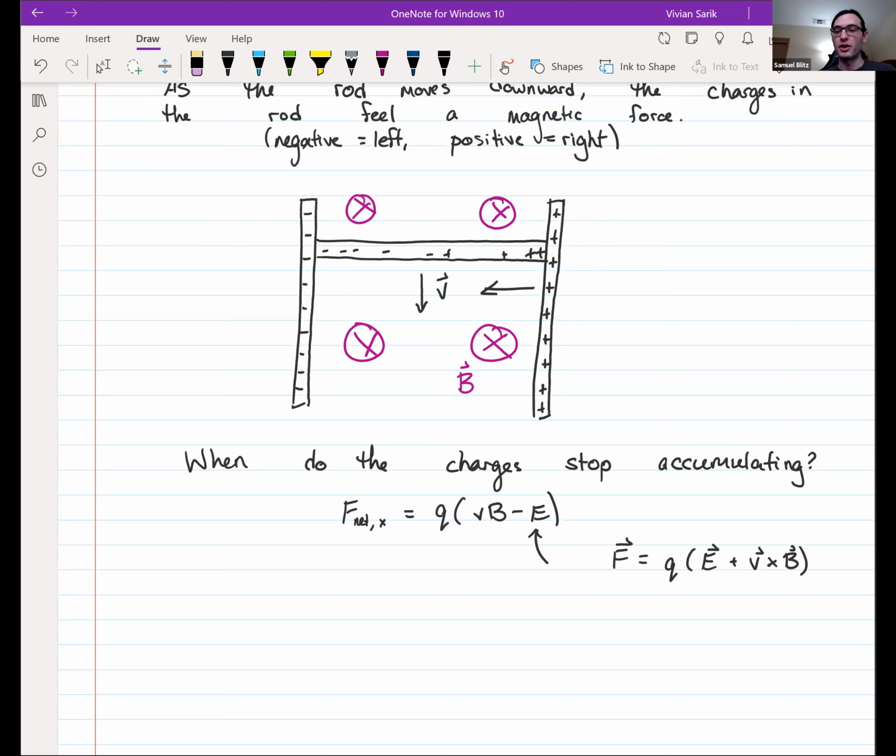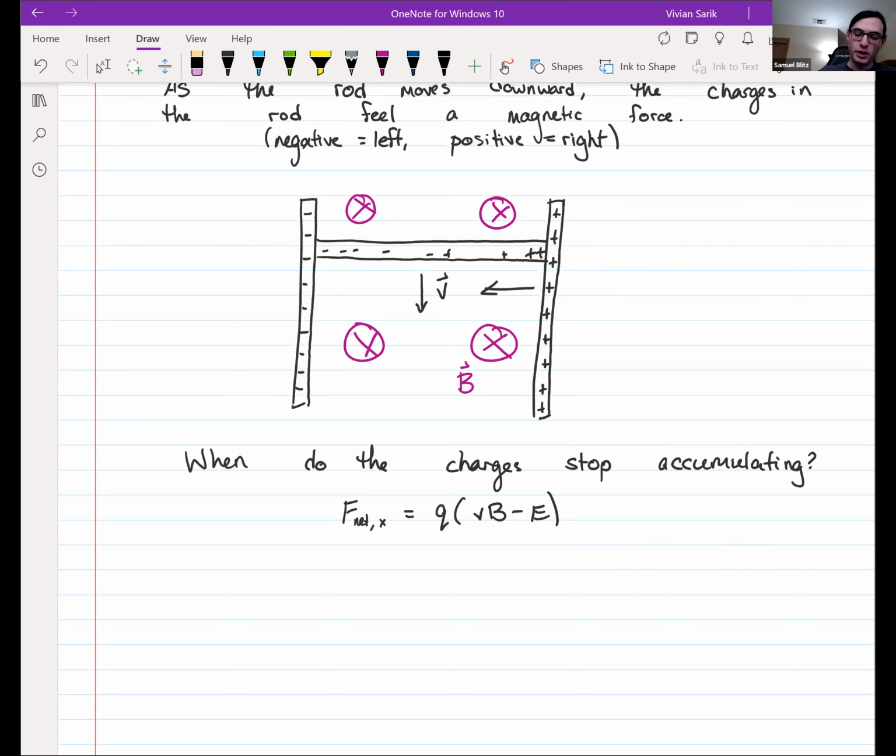And the magnetic force, well, V points downwards. Magnetic field is into the board. So the magnetic force is to the right. So it's just the product of their magnitudes in the i hat direction. So it's to the right. But anyway, that is the net force on a given charge.